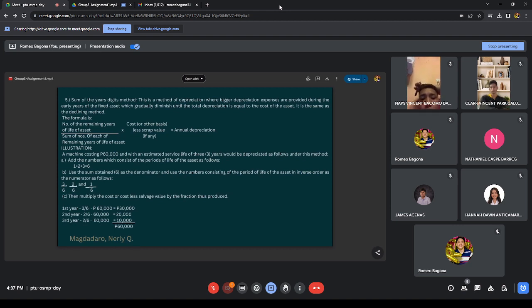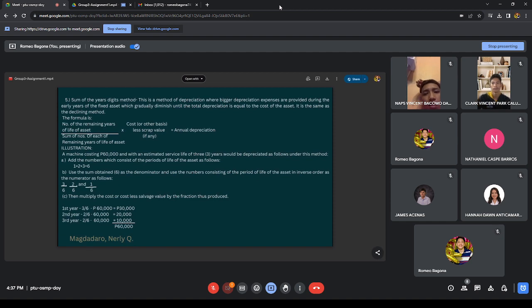So here in letter A, add the numbers which consist of the periods of life of the asset as follows. Since we have 3 years, we're just going to add 1 plus 2 plus 3 equals 6. In the second process, use the sum obtained, 6, as the denominator and use the number consisting of the period of life of the asset in inverse order as the numerator as follows. So the result of letter A, we're just going to distribute the 6 into denominators. We're just going to put the 3, 2, 1 as the numerator since it is 3 years.